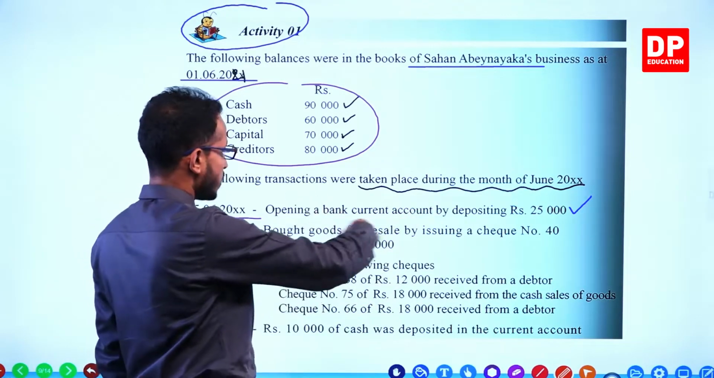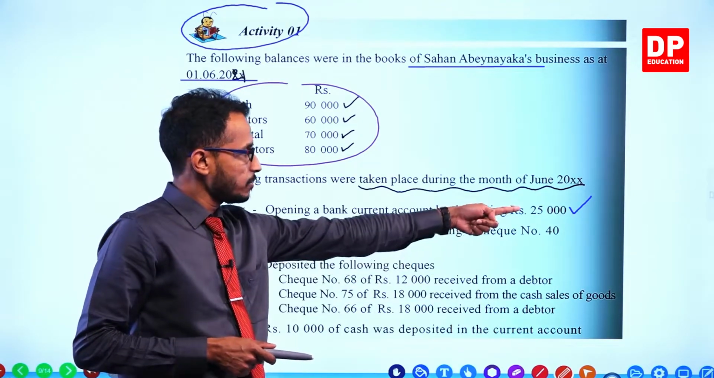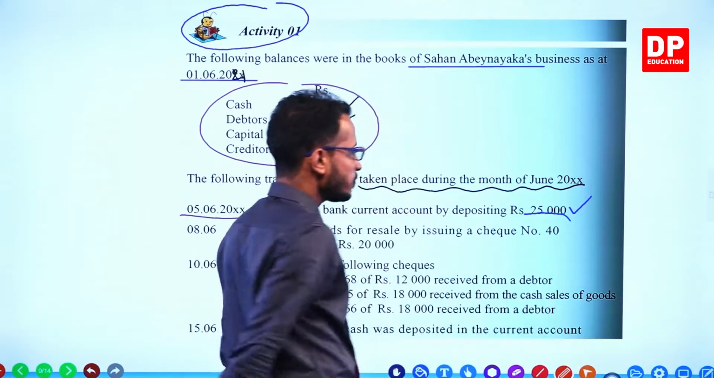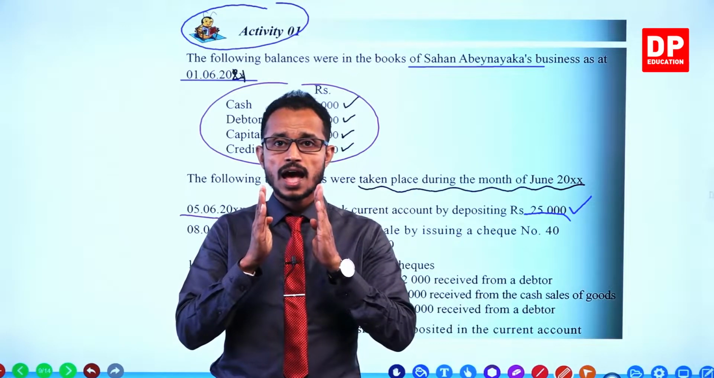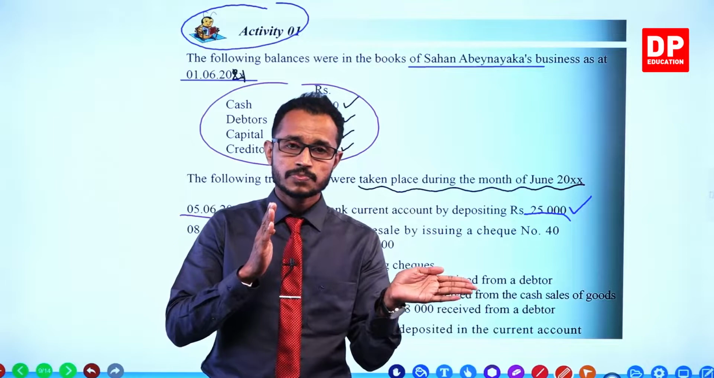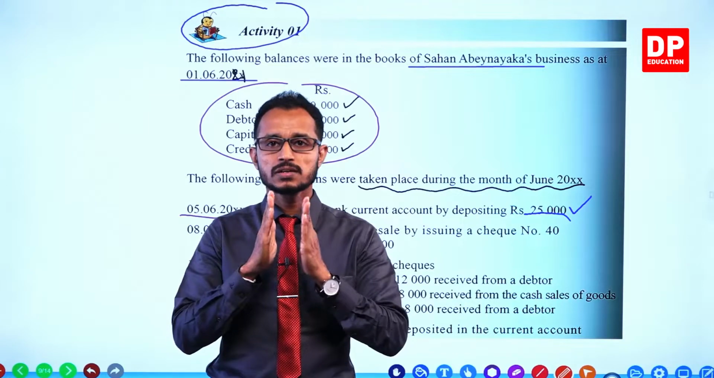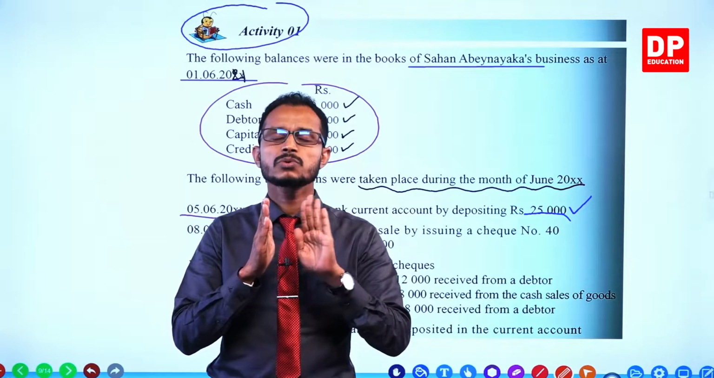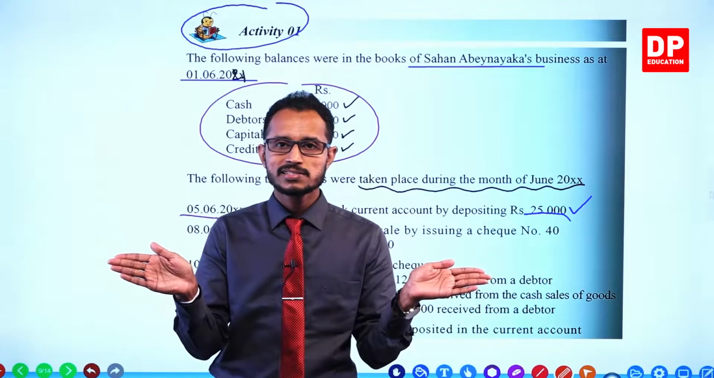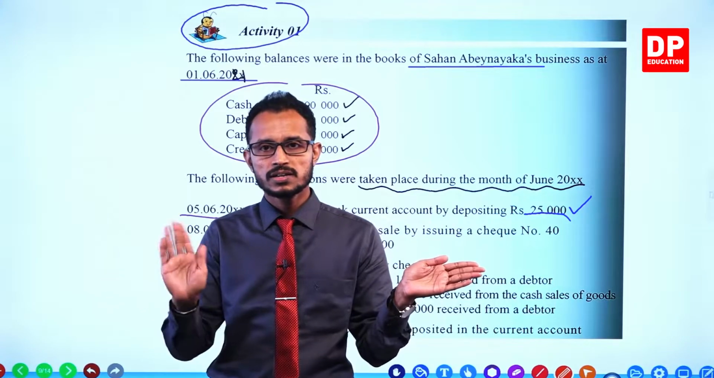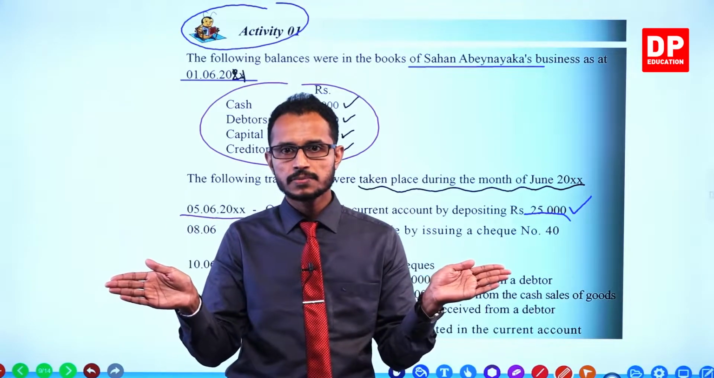That's why we noticed that there is a bank account involved, and we are opening a current account by depositing 25,000, which means cash at hand goes out, decreases. So cash book is credited and a bank account is opened. Bank balance increases. Bank book debited. Double entry, cash credit, bank debit. Okay.